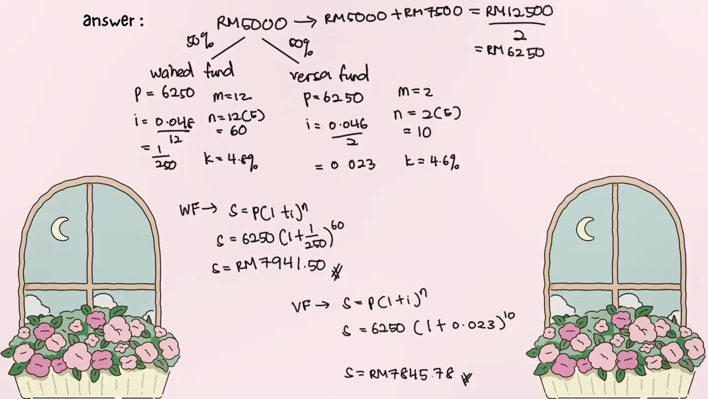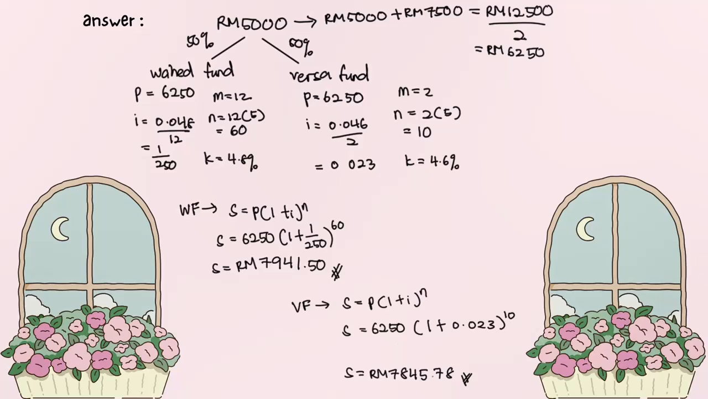So for the Wahed Fund, m equals 12. Meanwhile, i is 0.048 divided by 12, so we get 1/250. n is 12 times 5, we get 60. And k is 4.8%. Meanwhile, for Versa Fund, m equals 2, and i equals 0.046 divided by 2, we get 0.023. n is 2 times 5 equals 10. And k is 4.6%.